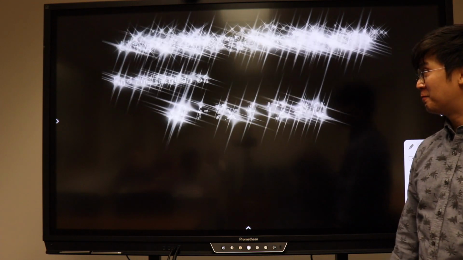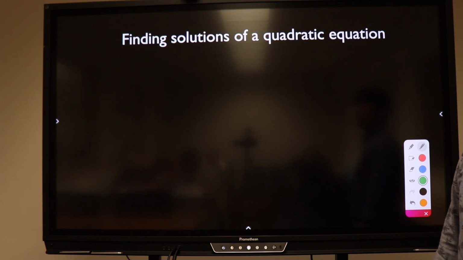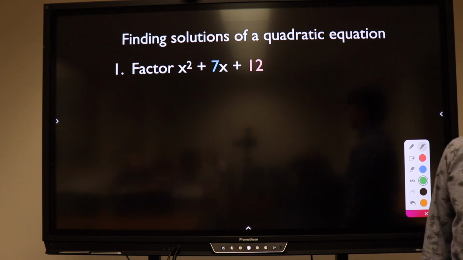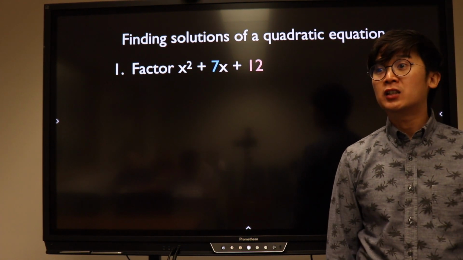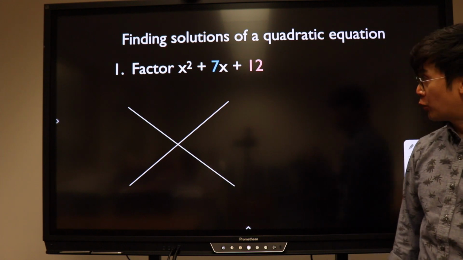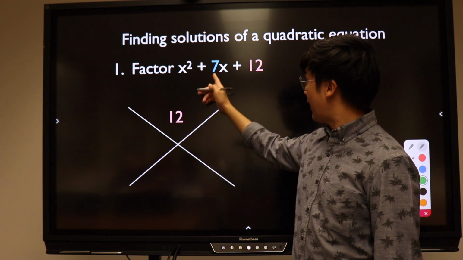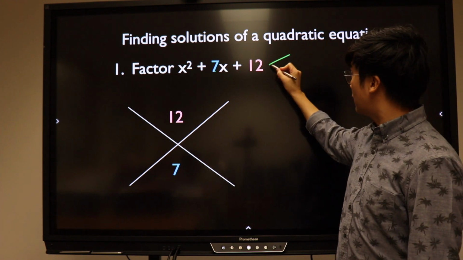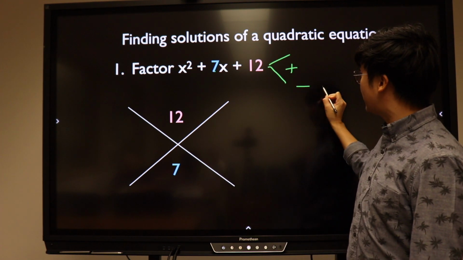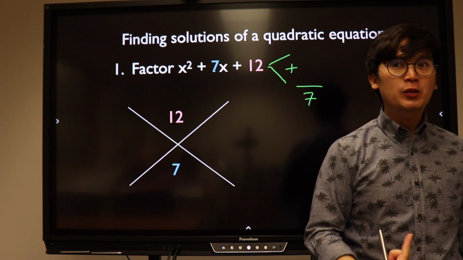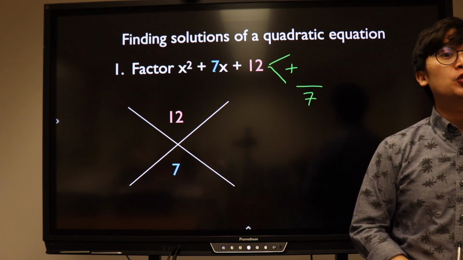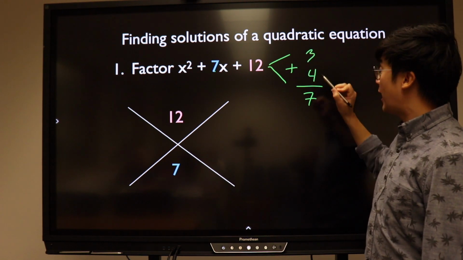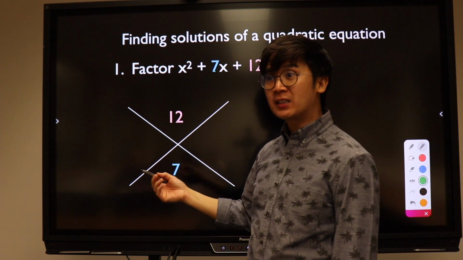We have to find the solution of the quadratic equation by factoring. So, if I have x squared plus 7x plus 12, do you still remember how to factor functions like this? Of course. You need to find the two numbers that when you multiply will equal 12, but when you add them up will equal 7. What are those two factors of 12 that we're looking for? 3 and 4. Positive, negative, negative, positive.